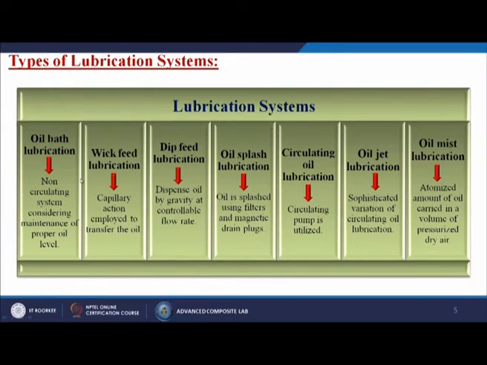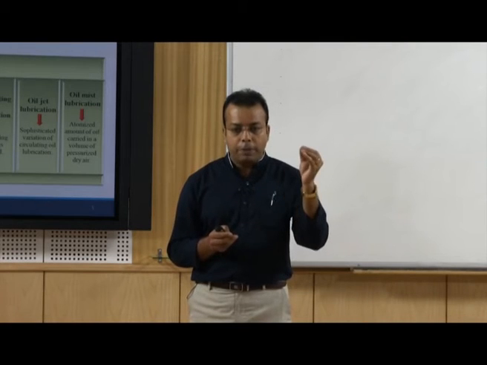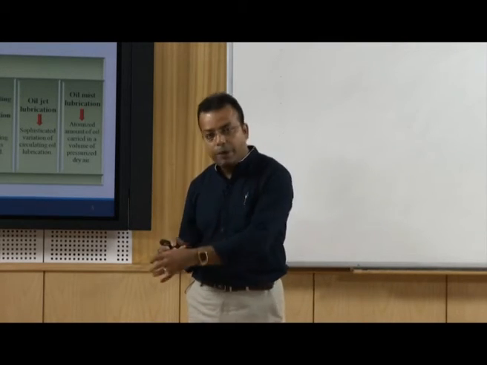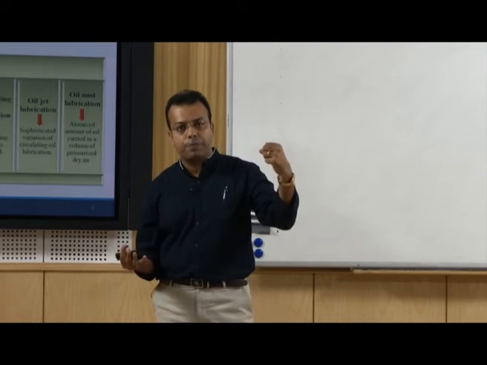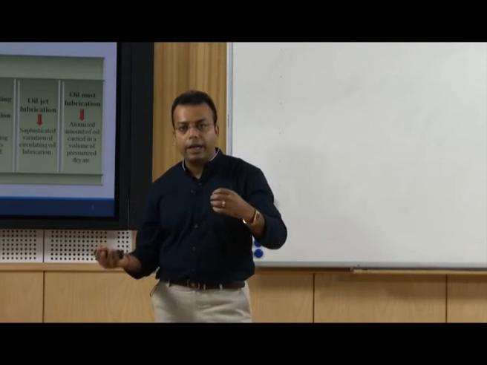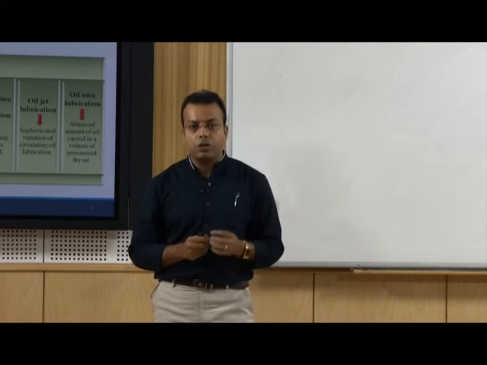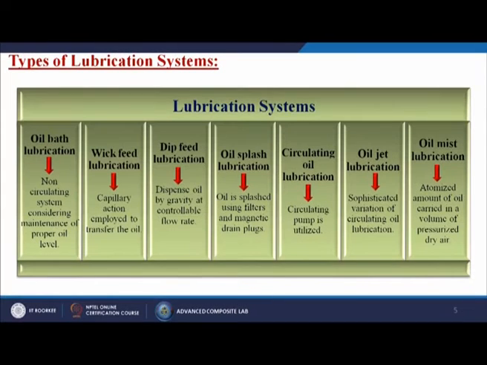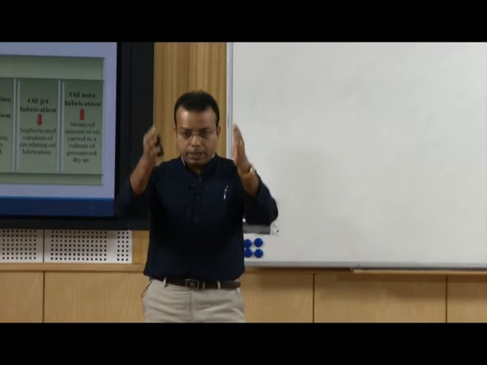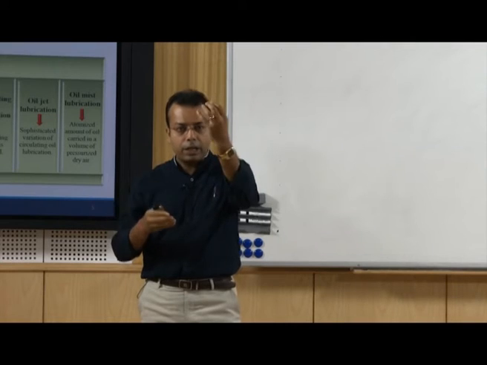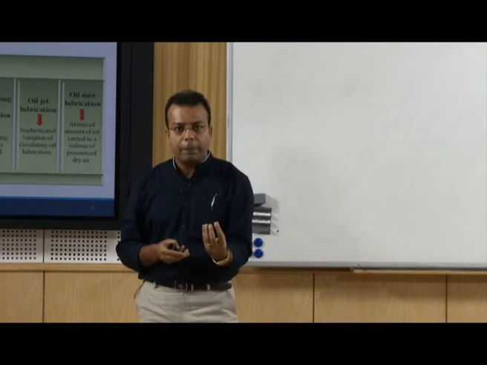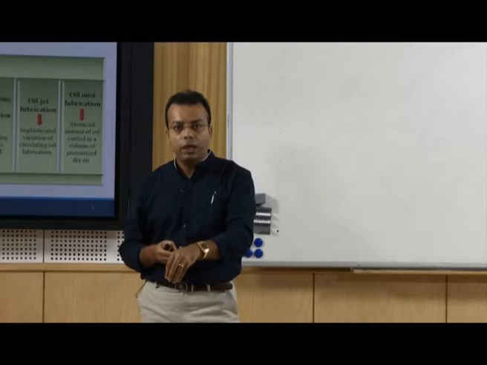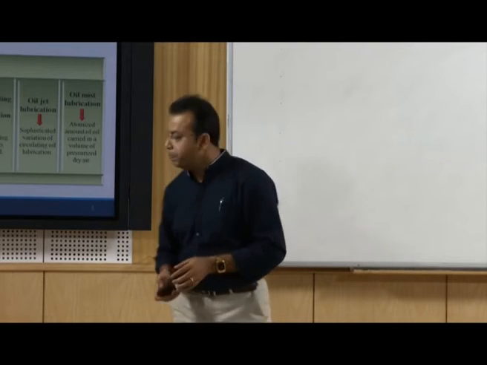Here generally we are using certain kinds of cotton or threads by which the lubrication oil is sucked from the sump or container, and directly goes to the machines, bearings or pistons. The third one is called deep feed lubrication, which dispenses oil by gravity at a controllable flow rate. In this case the lubrication sump is at the top, and by gravitational force the lubrication oil automatically comes down and feeds directly into the gears or bearings.